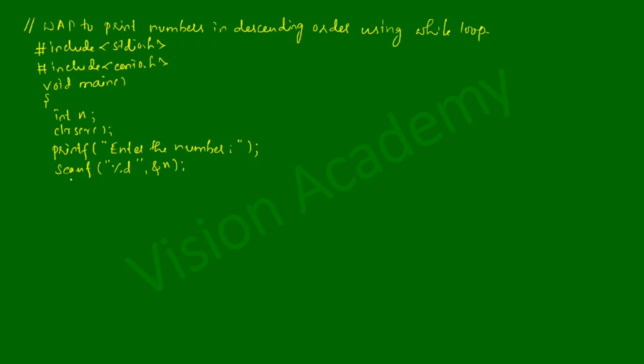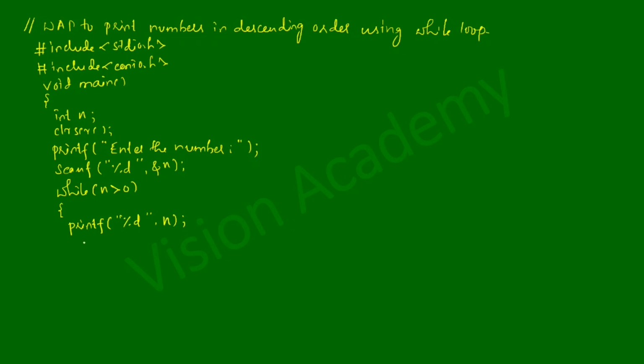Now we are going to use the while construct. Here I'm going to write while n is greater than 0. If it is greater than 0, then I'll use a curly open brace that indicates it's a compound statement. I want to print the value of n using a printf statement. Here I'm going to write in double quotation marks %d, end the double quotation mark, comma, n.